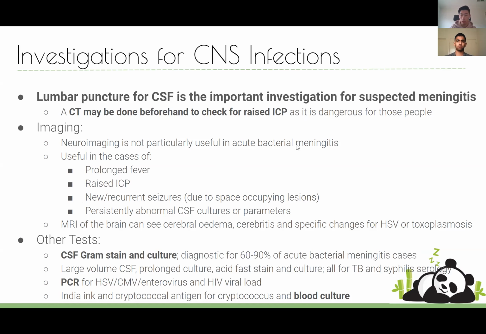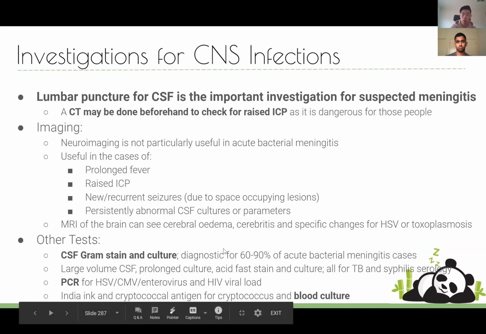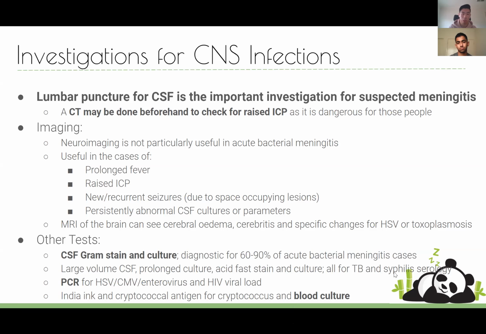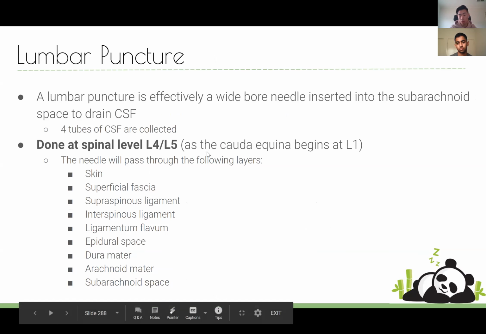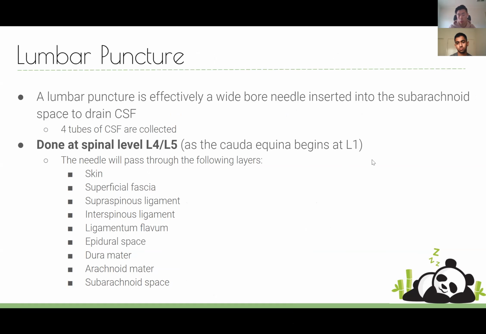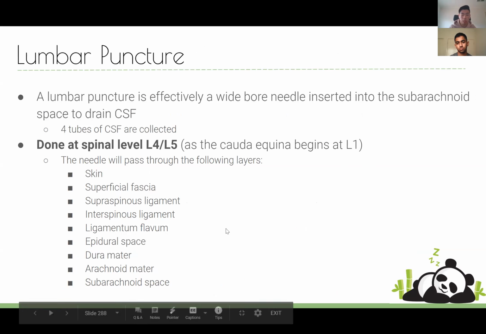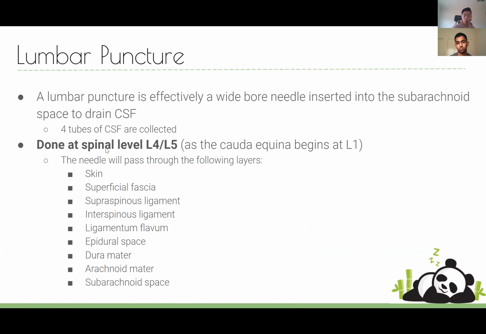On that LP, we're doing a Gram stain and culture alongside biochemistry, and cultures and PCRs for other things as well. You'll also do a blood culture because it's an infection, and you always do blood cultures for infections. So the lumbar puncture is done at L4-5 as the spinal cord ends at L1. That's effectively to avoid punching a hole in the spinal cord, which is quite bad. You'll pass through these layers, and that's important because they might ask you about these layers. So do commit these to memory.